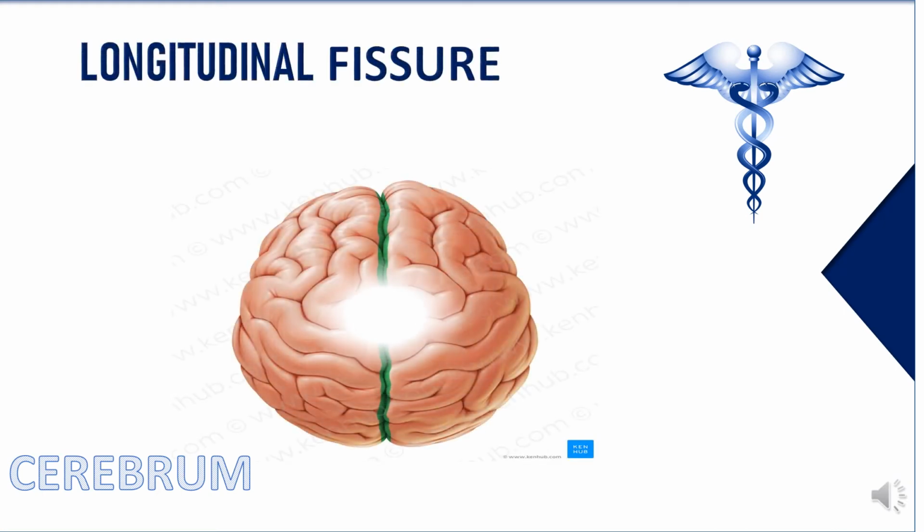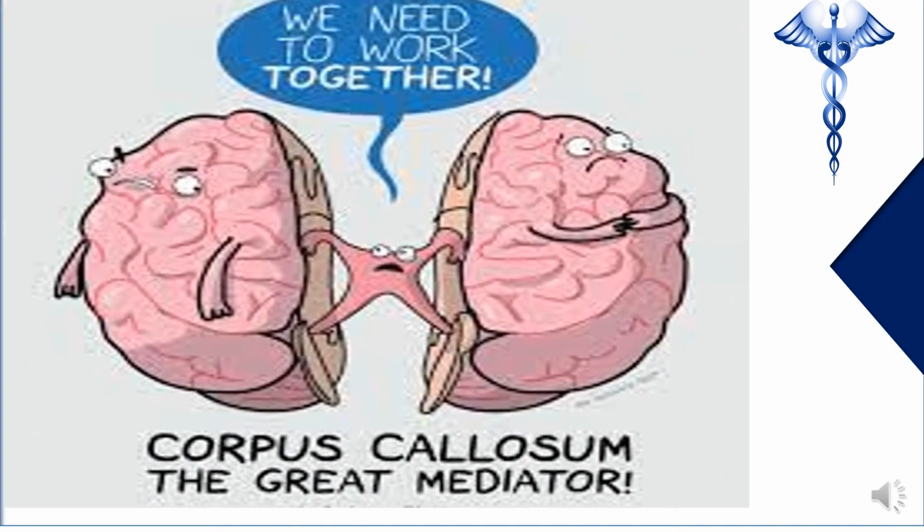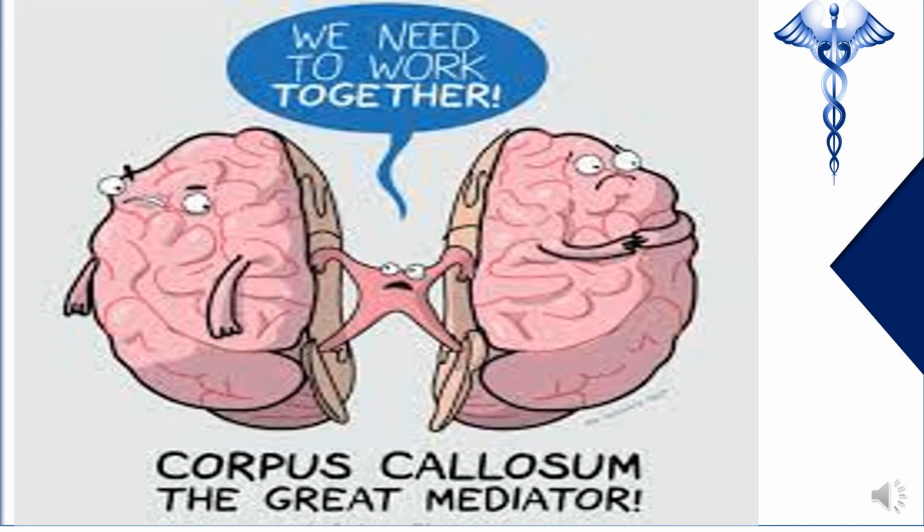We have here the cerebrum. This cerebrum is the largest portion of the brain, present in the cranial cavity, divided into two cerebral hemispheres by the longitudinal fissure. The two cerebral hemispheres are connected by a bridge of white matter called the corpus callosum. Here is the corpus callosum. It connects the two cerebral hemispheres and transfers the memory on one side of the cerebral hemisphere to the other side.